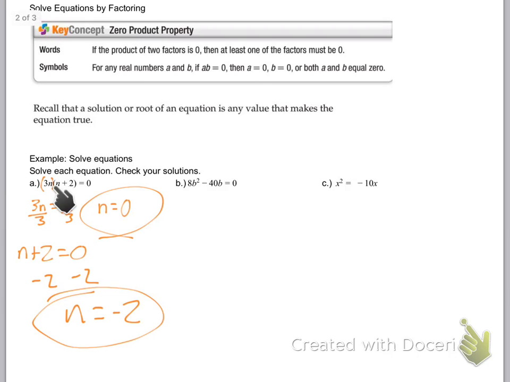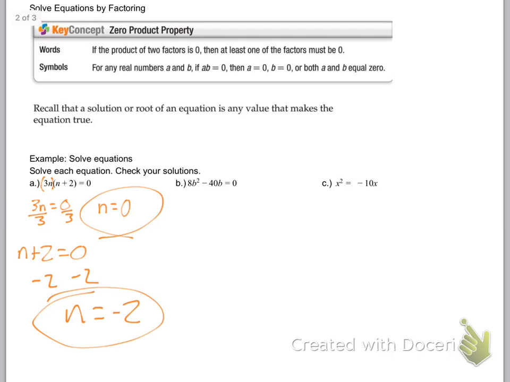What's 3 times 0? 0. What's 0 plus 2? What's 0 times 2? 0. Does 0 equal 0? Yes. Negative 2 times 3? Negative 6. But what's negative 2 plus 2? Negative 2 plus 2 is 0. And 0 times negative 6? 0. Good to go.